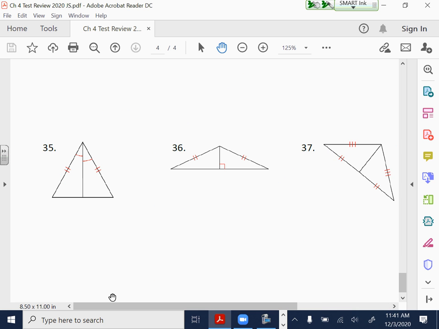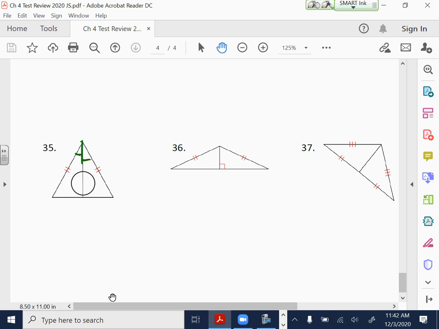Now, this number 35 is actually a really complicated one because a lot of you guys are going to say that you can't tell because they're not a right triangle. But we have that property that we learned with isosceles triangles where if we have an angle bisector, it bisects the vertex angle. That's what it was called.